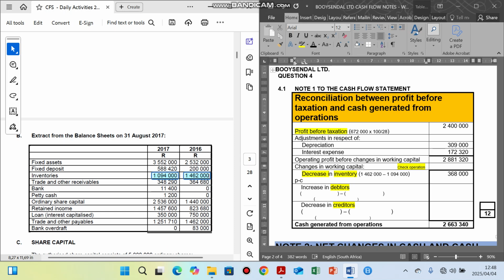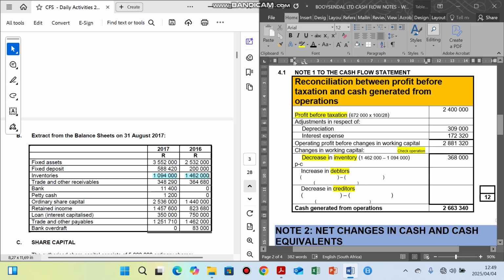Okay, now let's come to the issue of a decrease or an increase in inventory. Last year or the year before that, the value of stock that we had was 1,462,000. This year it is 1,094,000. So the question is, what happened to inventory? Inventory decreased because the value was at 1,400,000. Now it's at only 1 million. So it is a decrease in inventory, but an inflow in terms of cash. So we are receiving money there because it's a cash flow statement. We think of the movement of cash.